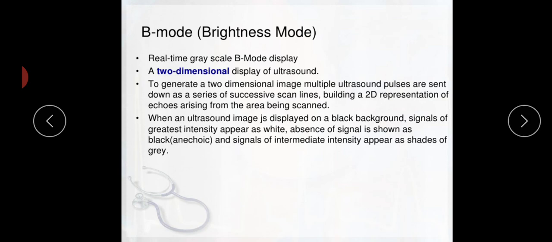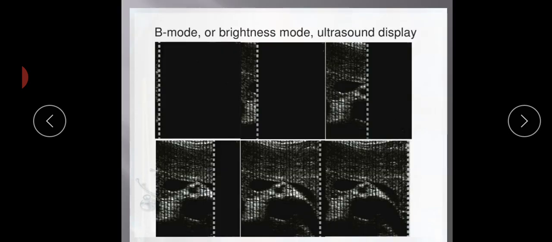To generate a two-dimensional image, multiple ultrasound pulses are sent down as a series of successive scan lines, building a 2D representation of echoes arising from the area being scanned. When an ultrasound image is displayed on a black background, signals of greatest intensity appear as white, absence of signal is shown as black, and signals of intermediate intensity appear as shades of gray. Here it is.